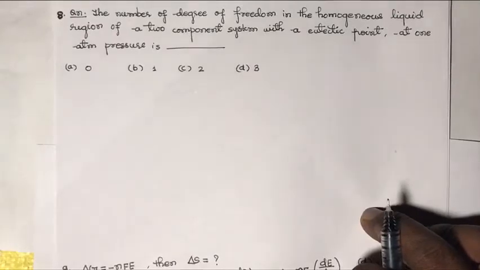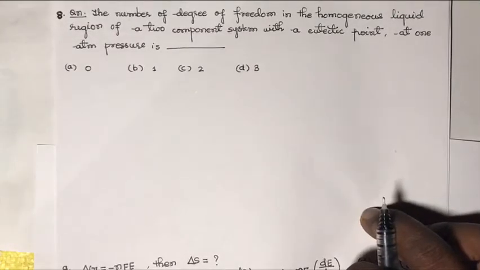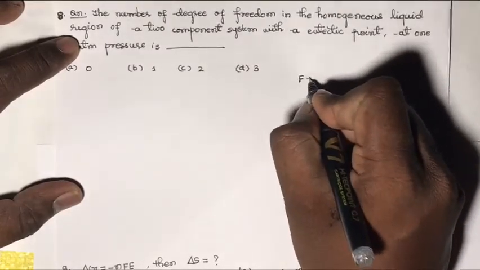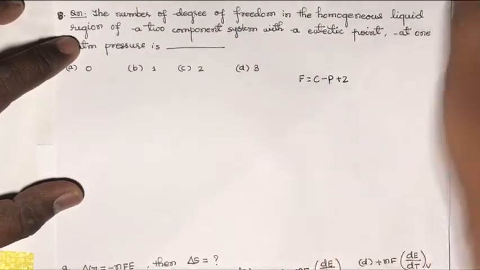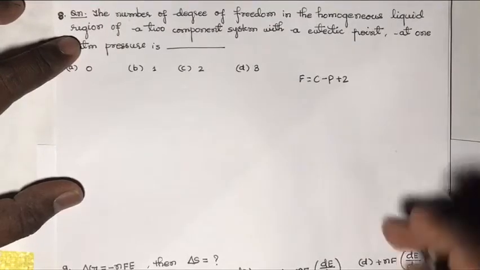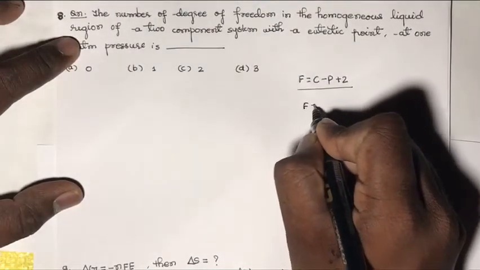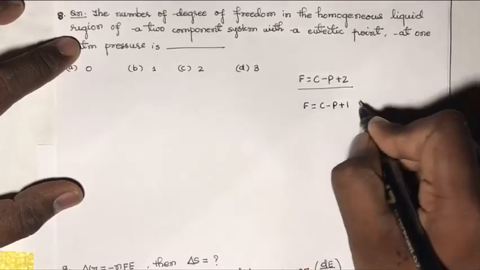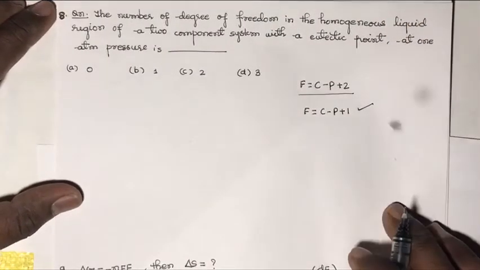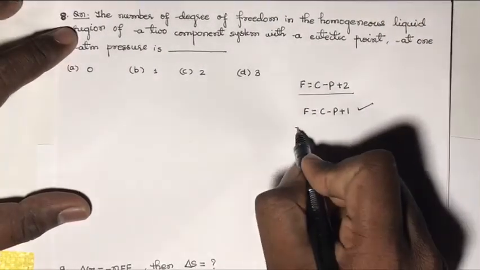The number of degrees of freedom in the homogeneous liquid region of a two-component system with a eutectic point at 1 atm pressure. So we know that according to Gibbs phase rule, this is the expression F equals C minus P plus 2. But in the case of metallurgy or material science, we use the condensed phase rule, because one of the parameters, that is the pressure, is constant here. So the condensed phase rule is F equals C minus P plus 1. And here we have to use the condensed phase rule because the pressure is constant. Now we have to find the value of F here.